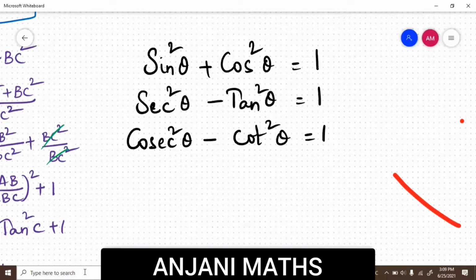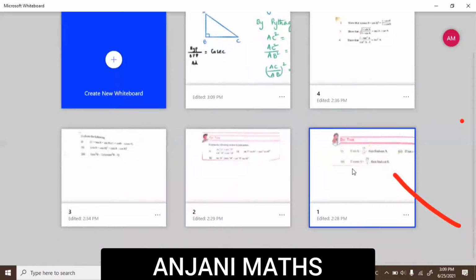So sin square theta plus cos square theta is equal to 1. Secant square theta minus tan square theta equal to 1. Cosecant square theta minus cot square theta equal to 1. For 0 less than or equal to theta less than or equal to 90 degrees. Is it clear? If this is clear, we will move to problems of your exercise. Okay, let us solve that. Let us solve problems of your exercise. First one.